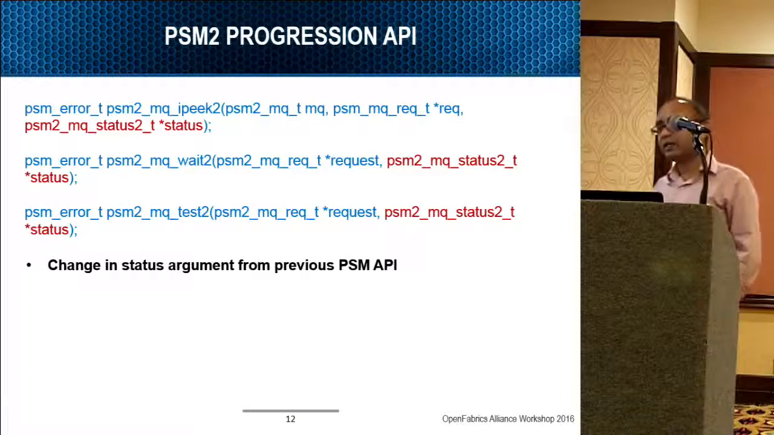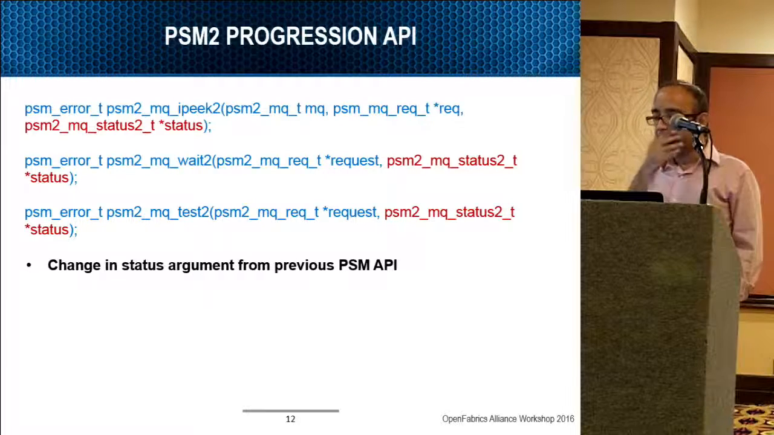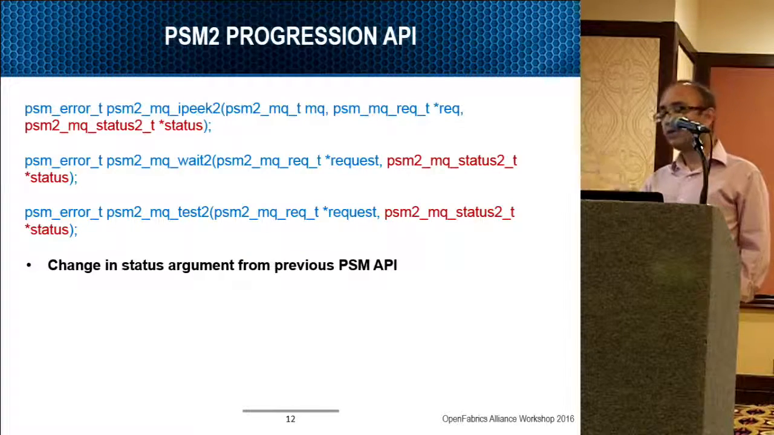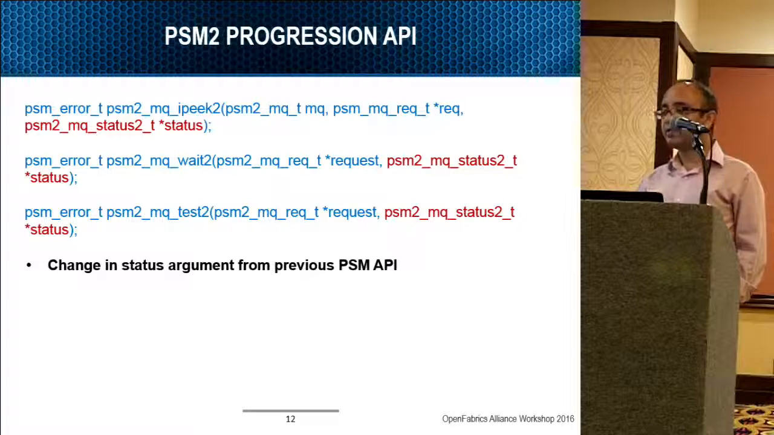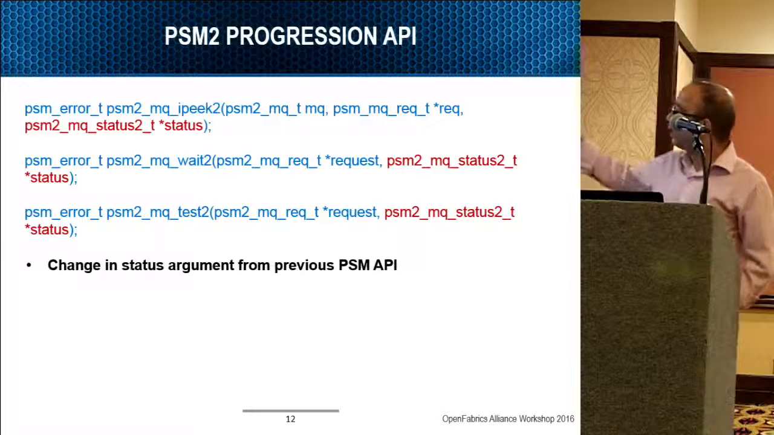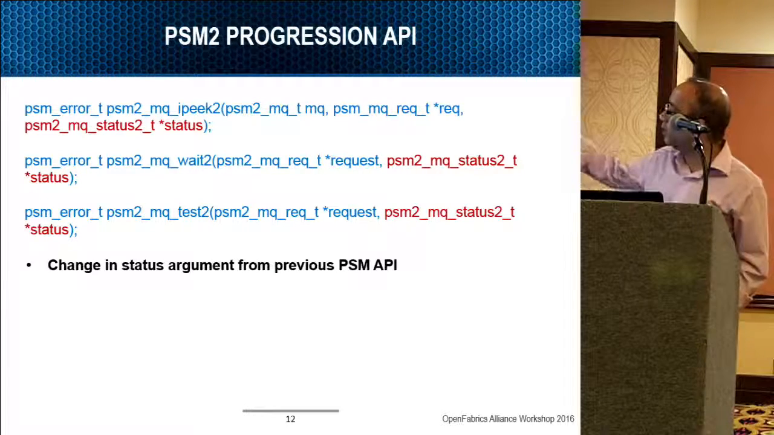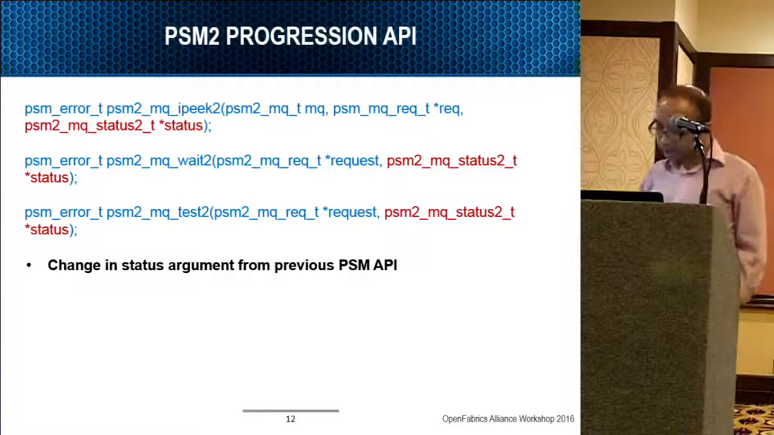PSM also has a set of progression APIs like MPI does. There is a progress engine in PSM where you periodically call into PSM and you say, I want to progress my sends and receives, and these are the progression APIs. Again, extensions use the new status type that I just described, and there they are.